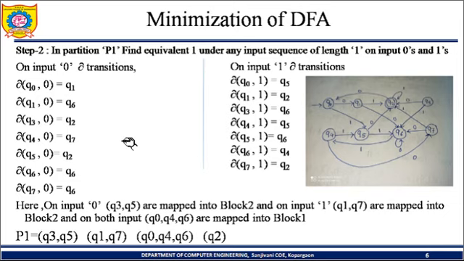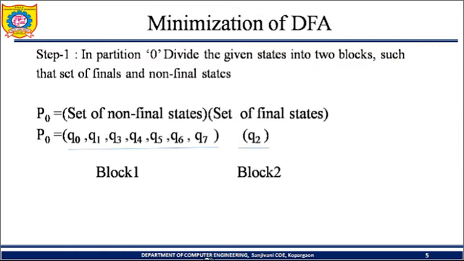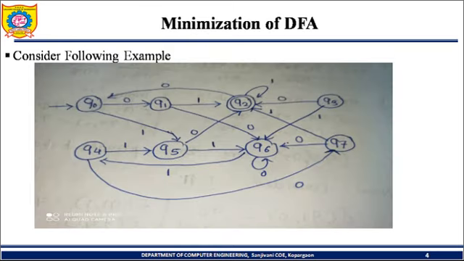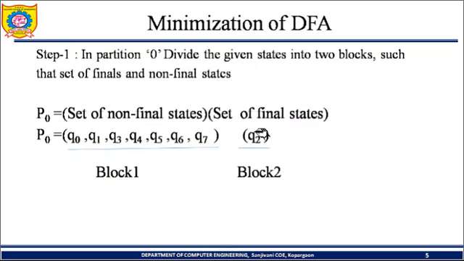Now in the second step, we need to find partition P1, that is 1-equivalence, under any input sequence of length 1, on input 0 and 1. What we need to find out is, on input 0 and on input 1, where block 1 or block 2 will map. Here you can see block 2 consists of a single state. There may be a case where we have more than one final state, but here in the given transition diagram there is a single final state, so no further partitioning is possible for this block.